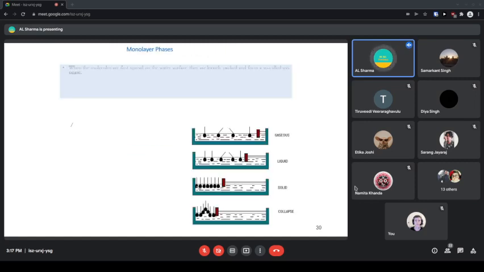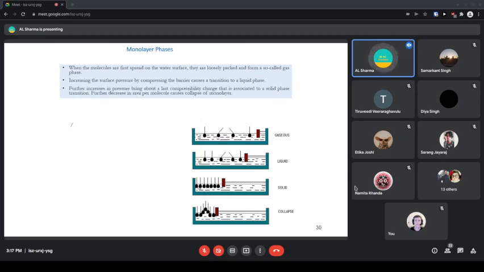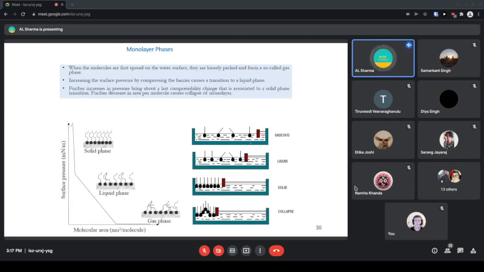And if you see carefully here, you are going to find that when the molecules are first spread on the water surface, as we saw in the earlier slide, they are loosely packed and form a so-called gas phase. So just you see, when you have put your materials over the water, they spread over the water surface, but they are not that strongly packed.